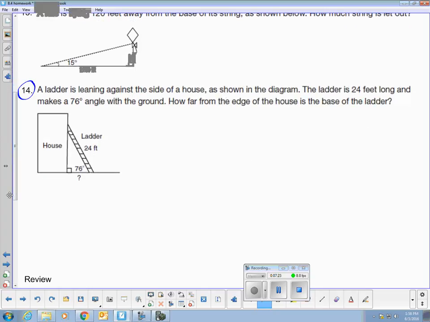Number 14, a ladder is leaning against the side of a house, as shown in the diagram. The ladder is 24 feet long, and it makes a 76-degree angle with the ground. The question is, how far from the edge of the house is the base of the triangle? So again, in relationship to this angle, we have the side that's adjacent, and we have the side that's the hypotenuse. So we're going to write the cosine of 76 degrees is equal to the adjacent side, call that x, divided by the hypotenuse, which is 24.